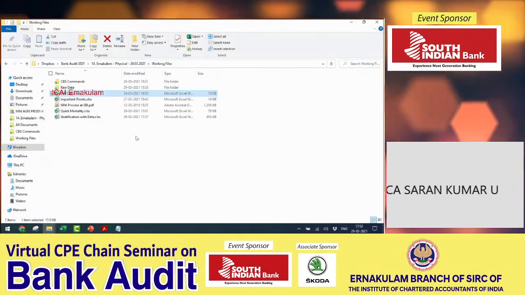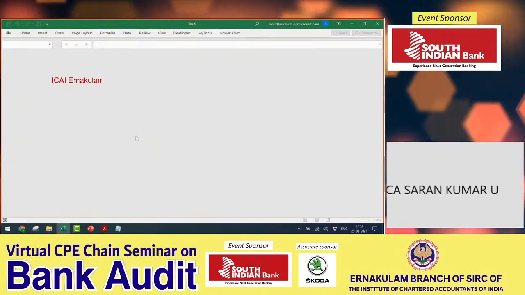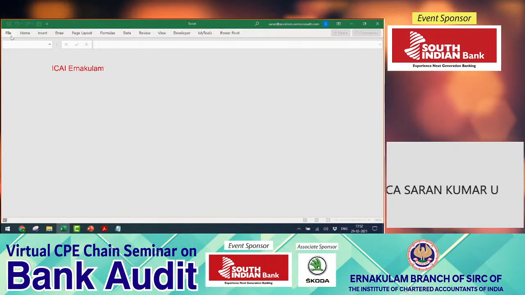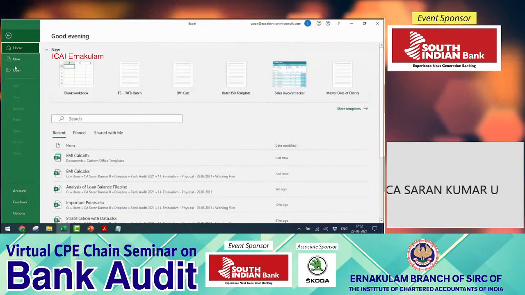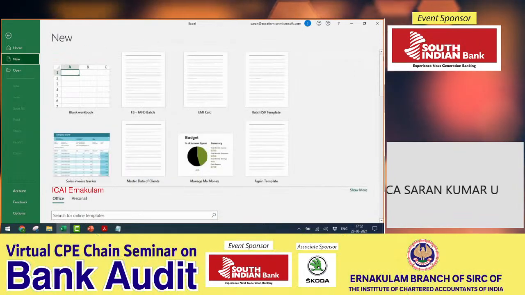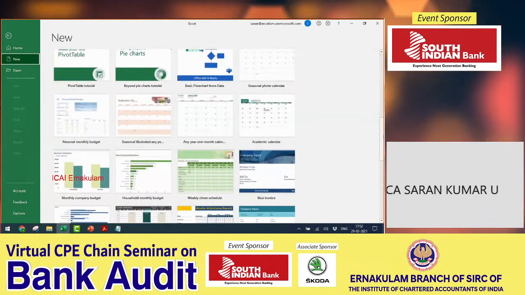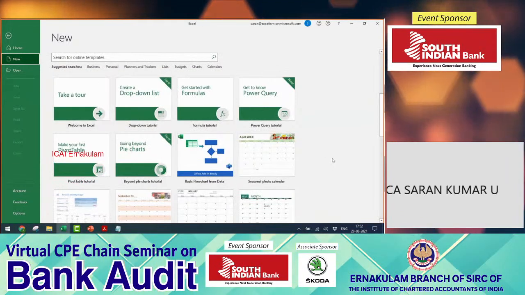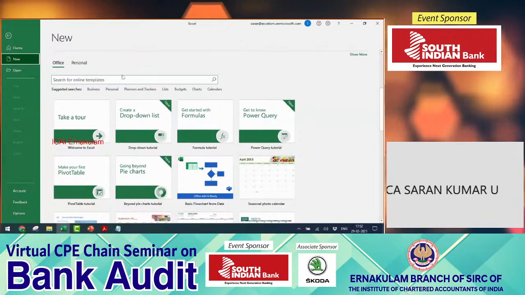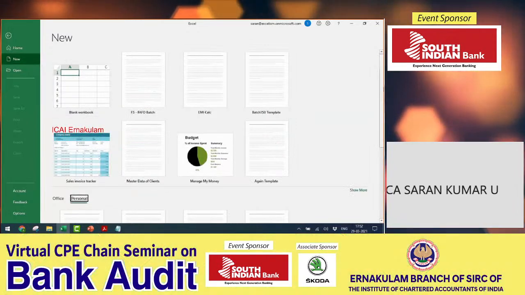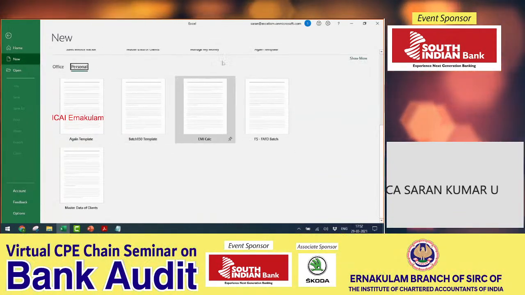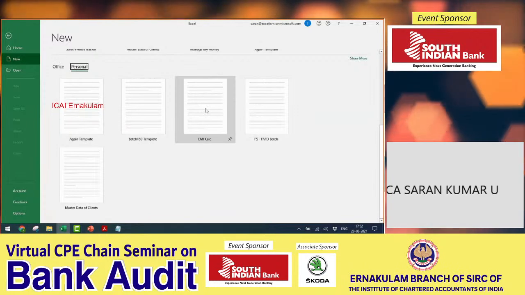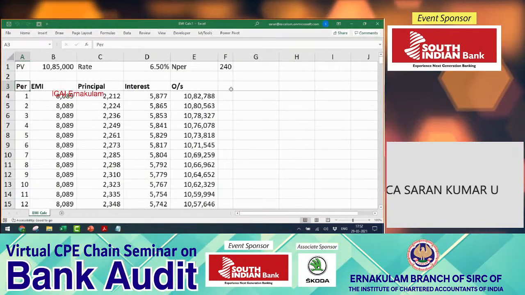Right now, if I open a file, I need not go anywhere to get the EMI calc. I can simply go to the File tab, go to New, then you can have Personal. These are the Microsoft pre-formatted templates. I can just go to Personal, and in Personal, I'm sure you can find many templates which were created by me. Double click this and find the EMI calculator.